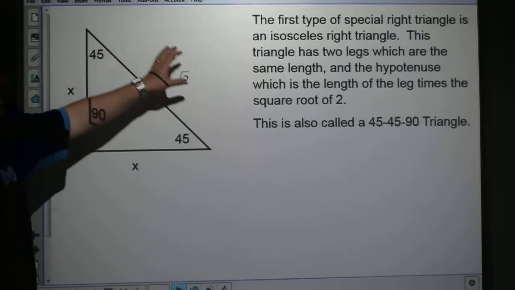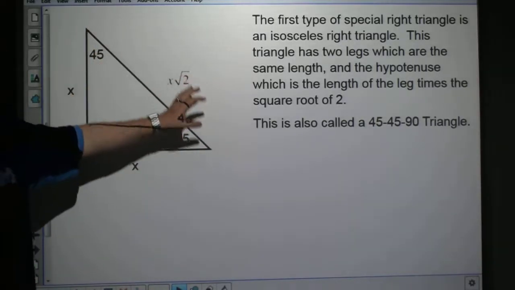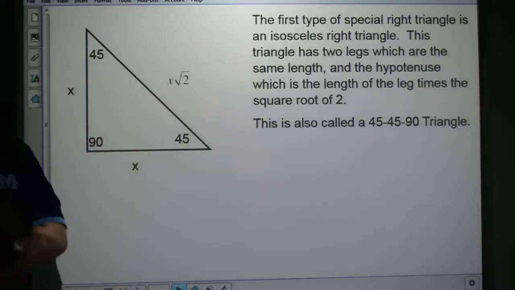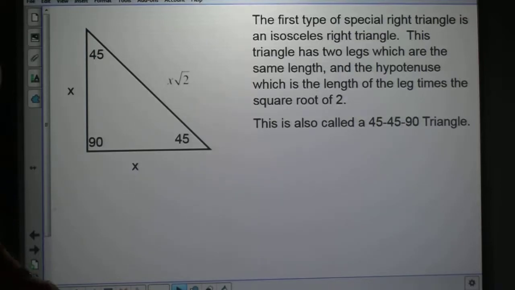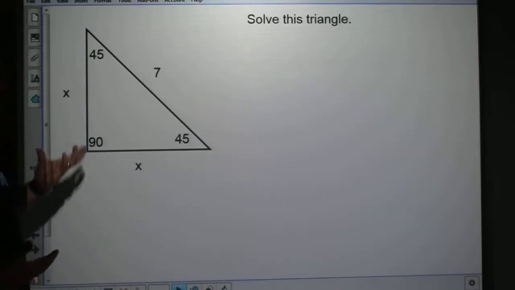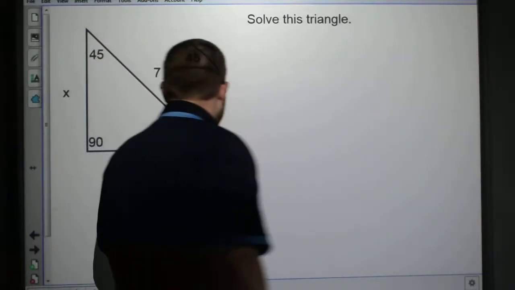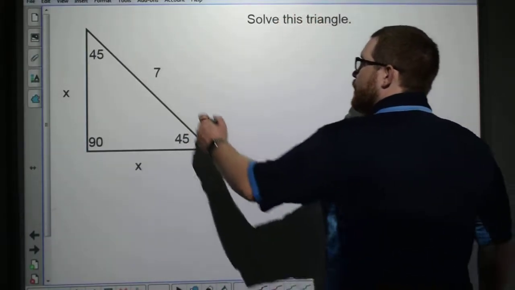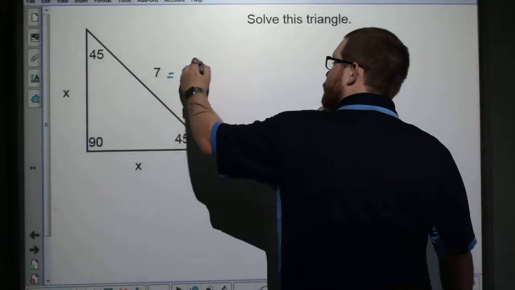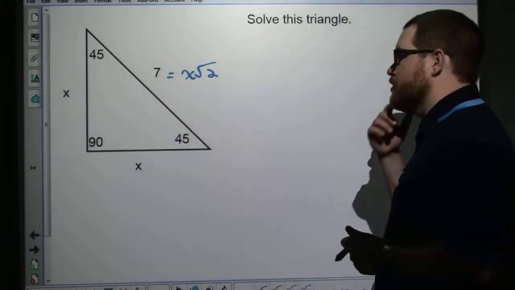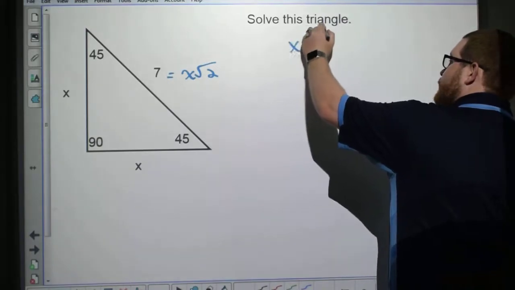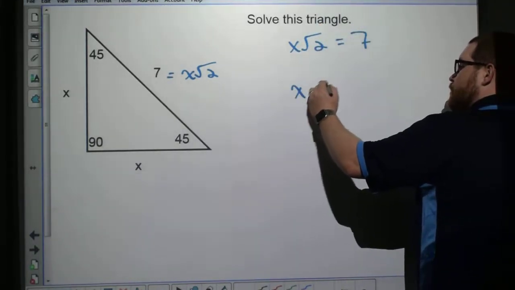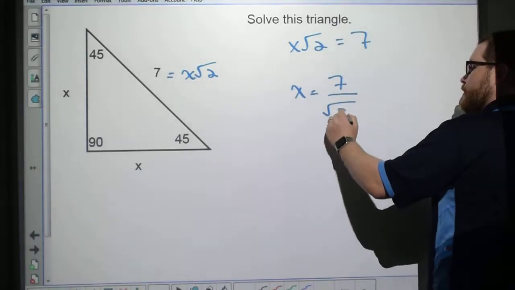You'll have problems like this where I'll give you one of these three sides and you'll have to find the other two. Just remember, these two are x and this is x square root 2, and we'll use that to solve. Here, let's try this. Solve this triangle. I need to find x. Well, I know the hypotenuse. The formula for the hypotenuse is x square root of 2. So now I just need to solve for x. X square root of 2 is equal to 7. So x equals 7 over the square root of 2.